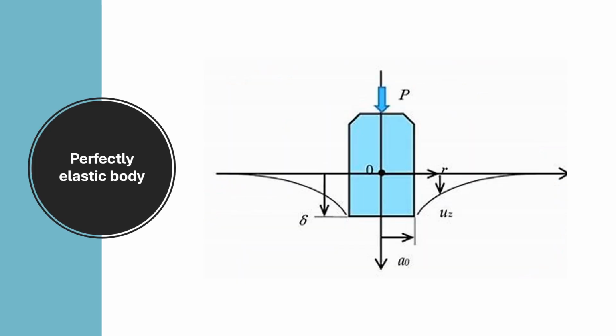In this slide, we'll be discussing the perfectly elastic body. A body which regains its original configuration immediately and completely after the removal of the deforming force is called a perfectly elastic body. Quartz and phosphor bronze are examples of nearly perfectly elastic bodies.